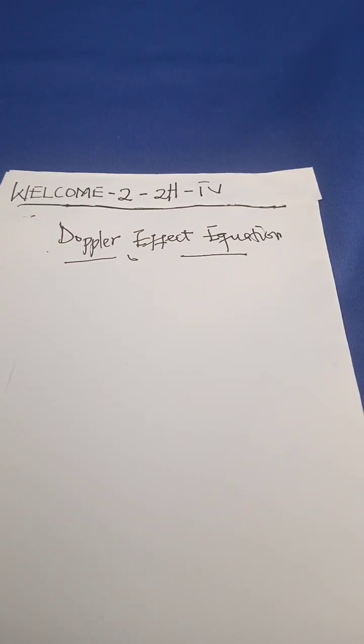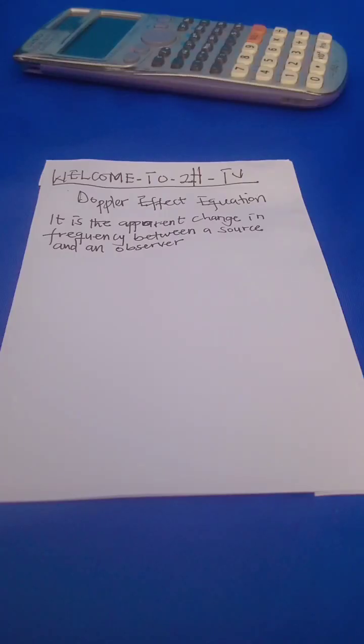So this is how Doppler effect works. So Doppler effect is simply the apparent change in frequency between a source and an observer. So let's look at the Doppler effect equation.